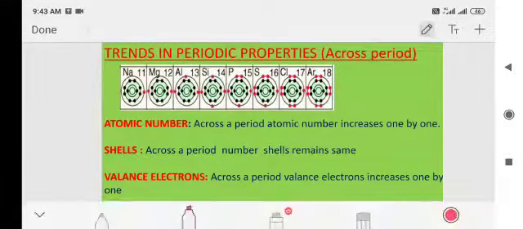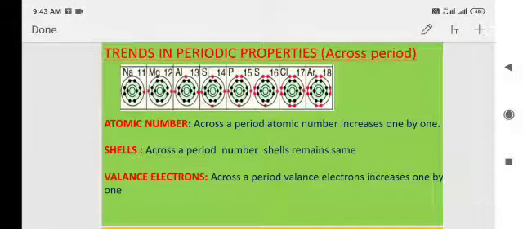Then the third point is valence electron. We have discussed valence electrons so many times. Valence electron means the number of electrons present in the last shell. With red color you will be able to see the valence electron. Sodium has 1 valence electron, magnesium 2, aluminum 3, silicon 4, and argon has 8 valence electrons. So that means across a period, valence electron again increases 1 by 1. Atomic number increases 1 by 1, valence electron also increases 1 by 1, and the shell number remains the same. Keep all these things in your mind. These points are important from the examination point of view.